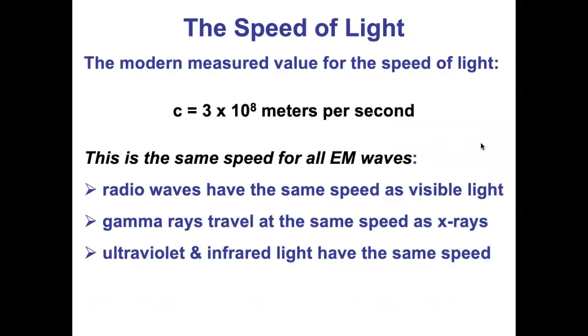But regardless of the wavelength and the frequency, all light travels at 3 times 10 to the 8 meters per second. In a lot of the homeworks, they refer to it as 3 times 10 to the 5 kilometers per second. All light, regardless of wavelength, regardless of frequency, travels at that same speed.